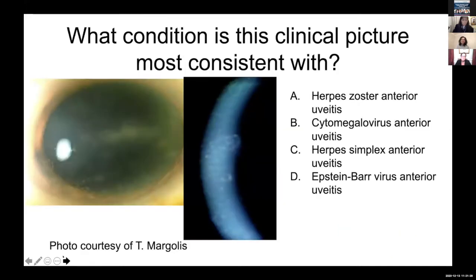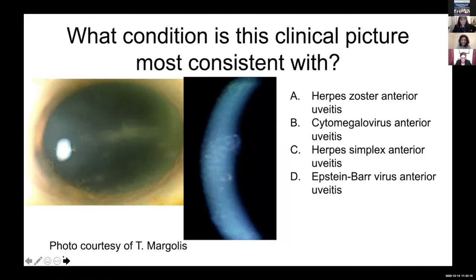Okay, so first question. What condition is this clinical picture most consistent with? This is a patient from Proctor where I practice. It was taken by Todd Margolis when he used to be there, because we have many patients with photos, but he was probably still the best photographer that we had, and he's now moved to a different institution, but I love this one that he took. So take a look at this photo closely. It's of the cornea, and what do you think this kind of picture is most consistent with? A, herpes zoster anterior uveitis, B, cytomegalovirus anterior uveitis, C, herpes simplex anterior uveitis, and D, Epstein-Barr virus anterior uveitis.